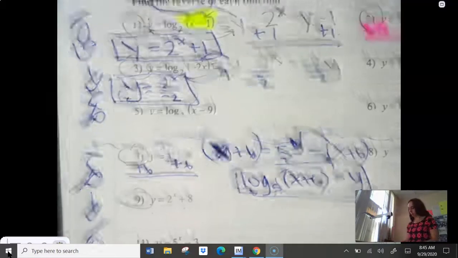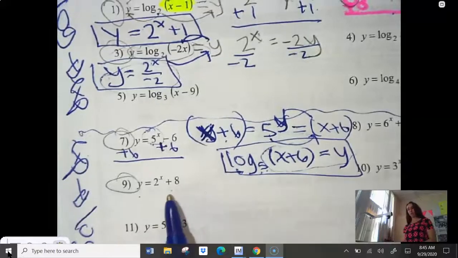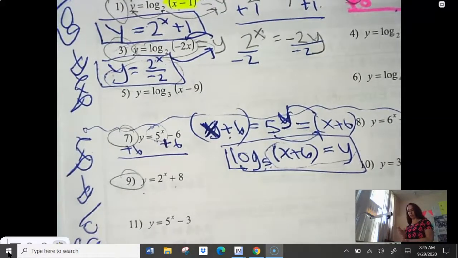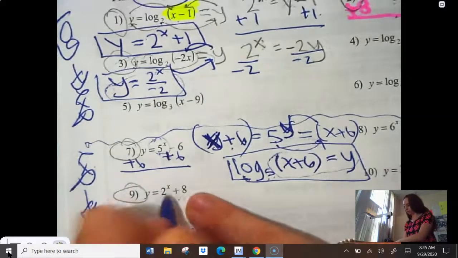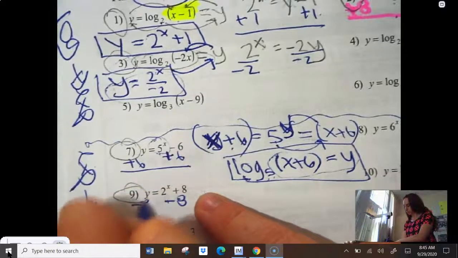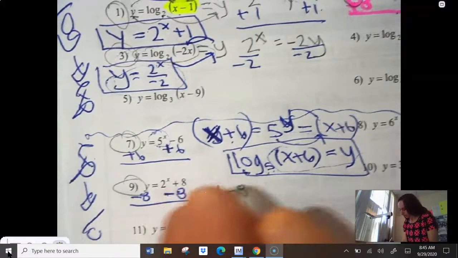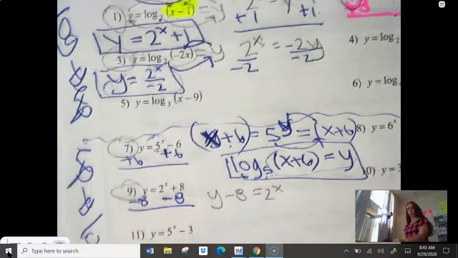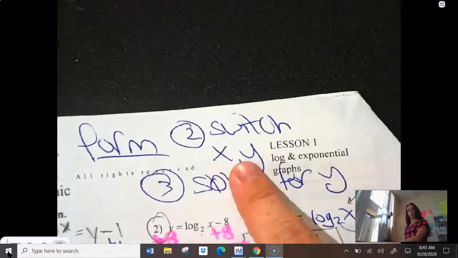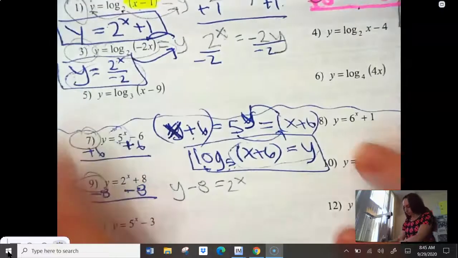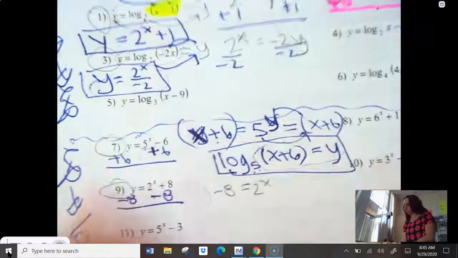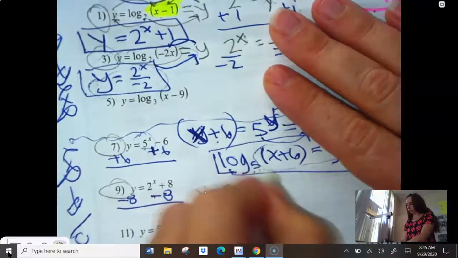All right, let's try number 9. So what am I going to do in number 9 first? I cannot change it to log form until I move that 8 over. So let me do that. And then I'm left with y minus 8 equals 2 to the x. So if the first step was to change the form, the second step is to what? Switch the x and the y. So now I'm going to make this an x. And I'm going to make this a y.